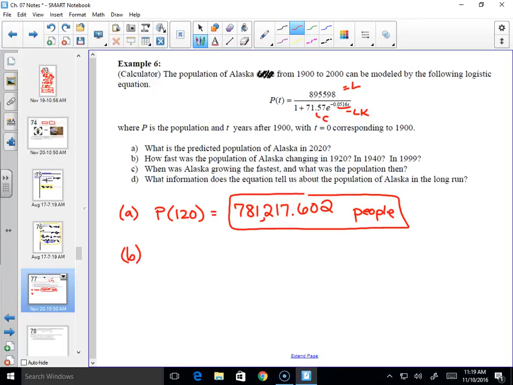Well, L divided by 2 is going to be C. When is it growing the fastest? Hold on. How fast? Isn't that just the derivative? Just the rate? Yeah. So we're trying to find P prime of T, which we can do on our calculator. P prime of 20, 40, and 99.